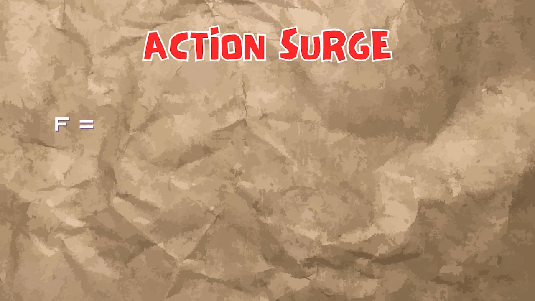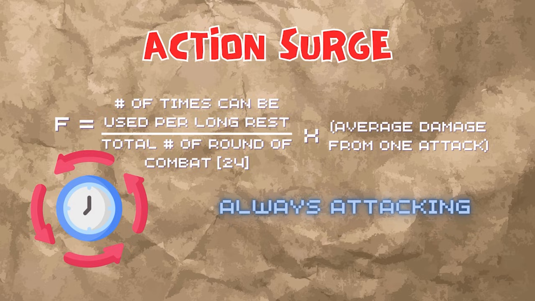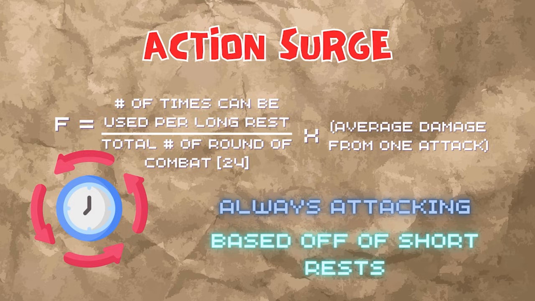First, we have the fighter's action surge. For that, I assumed that the fighter would always take the attack action to maximize their damage output. To calculate the additional damage that action surge provides per round, I took the number of rounds that you could use action surge per long rest and divided it by the total amount of rounds per long rest, or 24. I then multiplied that result by the average damage you would do without the to-hit chance.